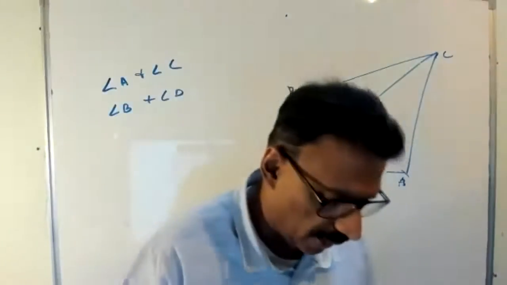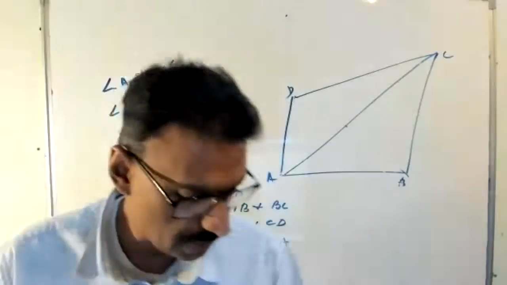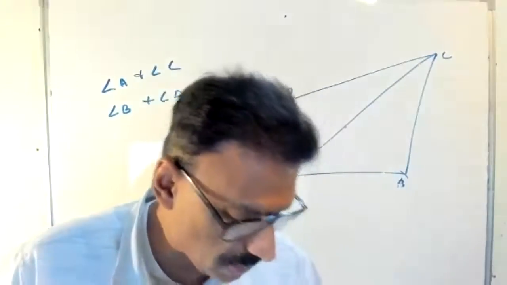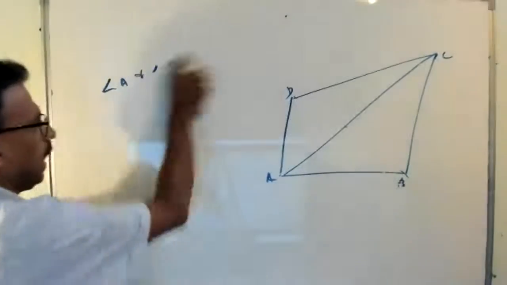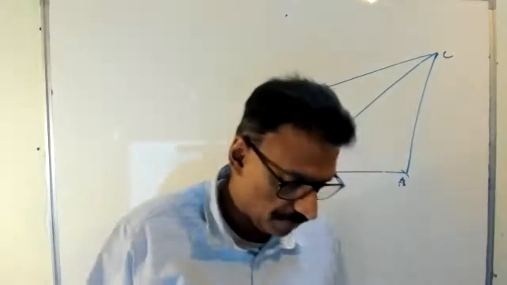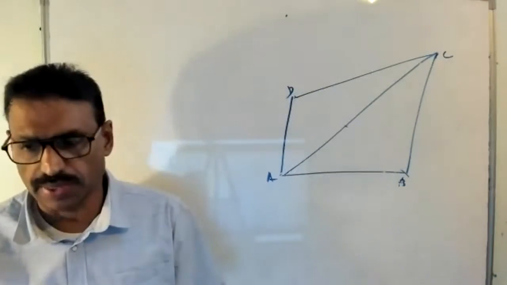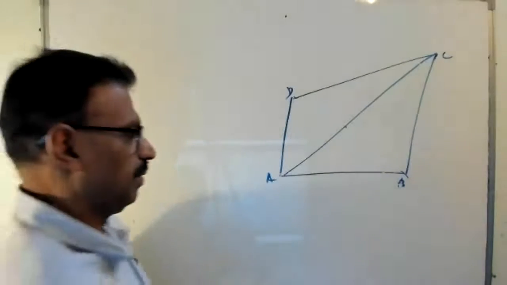Okay, right. The sum of four angles of a quadrilateral is 360. Okay, I'll show you. Not right now.